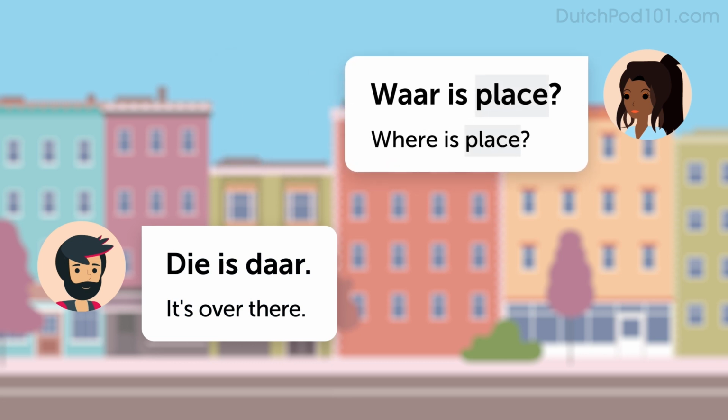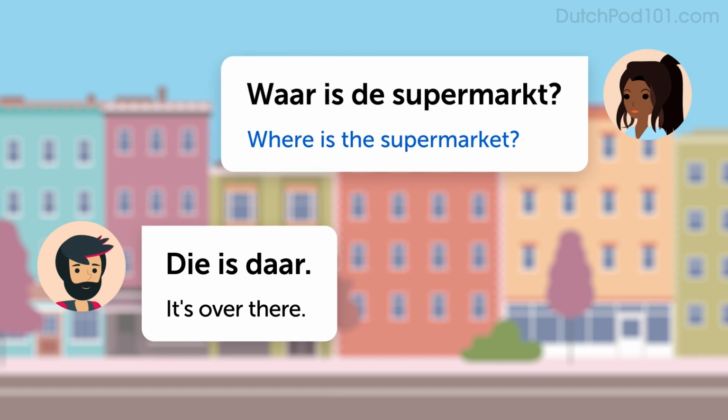First of all, you'll need to learn how to say, where is place? The pattern is Waar is place? For example, where is the supermarket? Waar is de supermarkt?